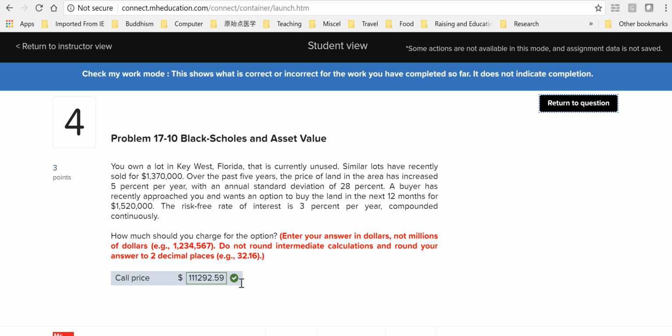So I'm hoping that using this example, I have shown you how to solve a Black-Scholes option pricing model. Specifically, this is not a typical option pricing for stocks, for options on securities such as stocks or bonds. This is an option on a land value. So we can also use the Black-Scholes model to calculate the price of such an option.